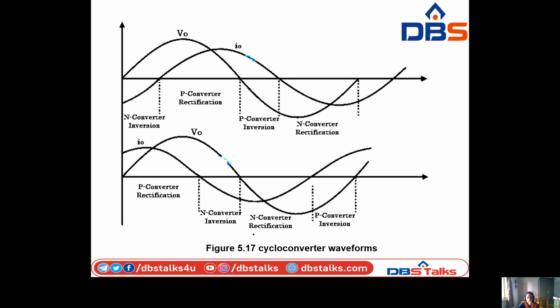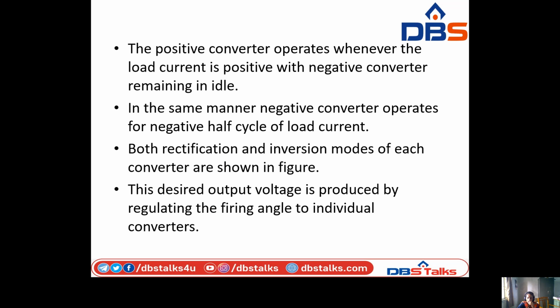Here the positive converter operates when the load current is positive, with the negative converter remaining idle. In the same manner, the negative converter operates in the negative half cycle of load current. Both rectification and inversion modes of each converter are shown in the figure. The desired output voltage is produced by regulating the firing angle of the individual converters.